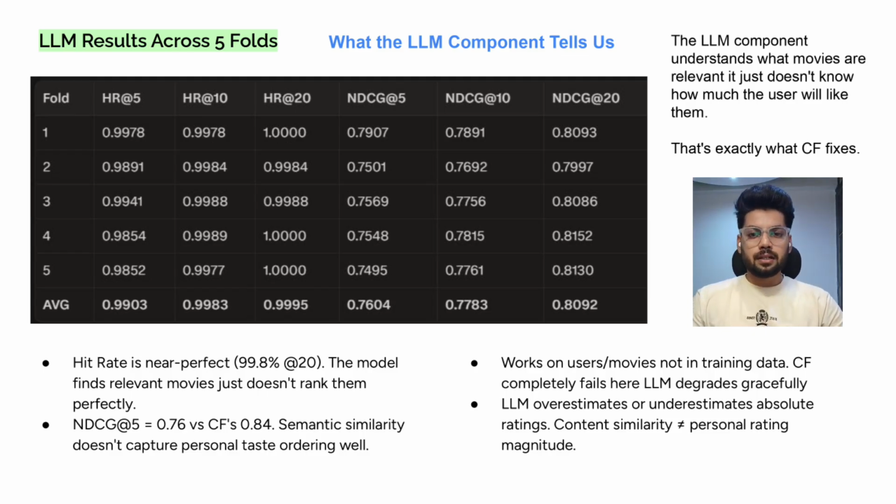And third, the cold start is handled by our approach. The LLM can make reasonable predictions for users and movies it has never seen, but the CF cannot. And fourth is rating calibration, and I would say this is an issue in our pipeline. An MAE of 1.14 shows the semantic similarity doesn't translate clearly into the rating number. The LLM knows what is relevant, but it does not know how much the user will like it. So that's the exact gap that collaborative filtering fills.